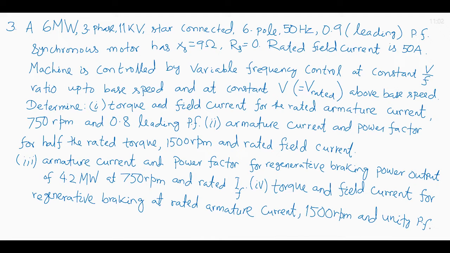Second bit: armature current and power factor for half the rated torque, 1500 rpm and rated field current. Third bit: armature current and power factor for regenerative braking power output of 4.2 megawatt at 750 rpm and rated field current. Fourth bit: torque and field current for regenerative braking at rated armature current, 1500 rpm and unity power factor. We will solve the numerical.